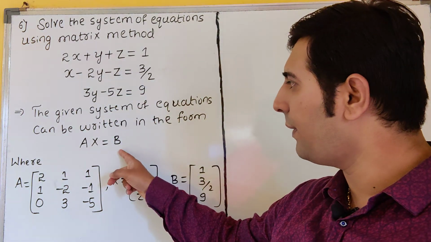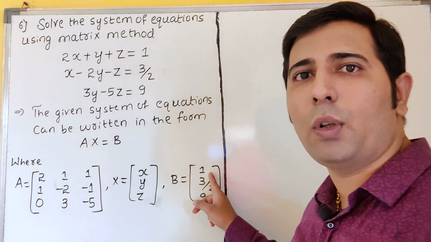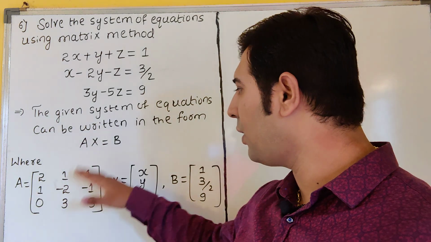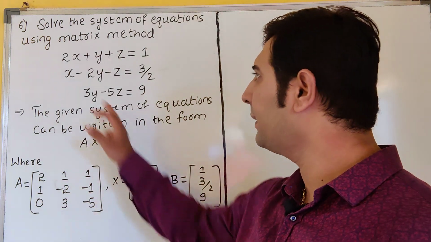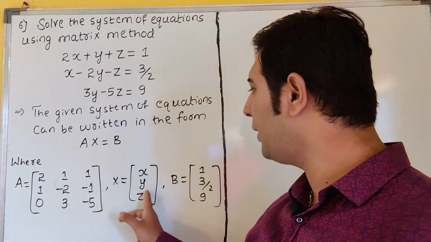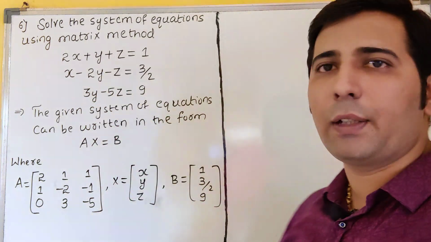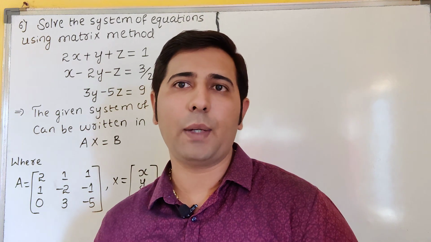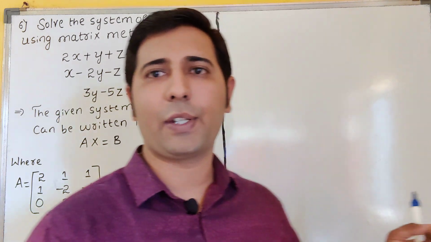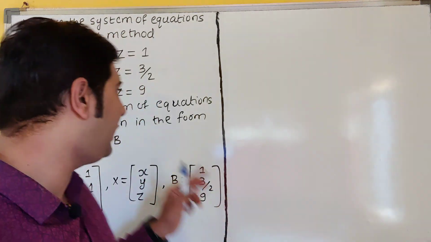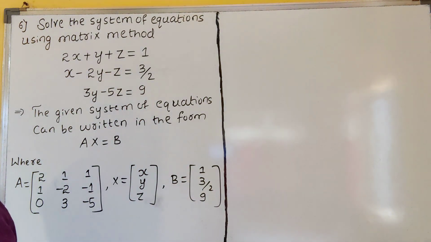And it is equal to B, which means equal to 1. Similarly, second row, first column: 1 into X is X, minus 2 into Y is minus 2Y, minus 1 into Z is minus Z, equal to 3 by 2. Understood? That's why we write the given system of equations in the form AX is equal to B, dear students. I hope it is clear for you.